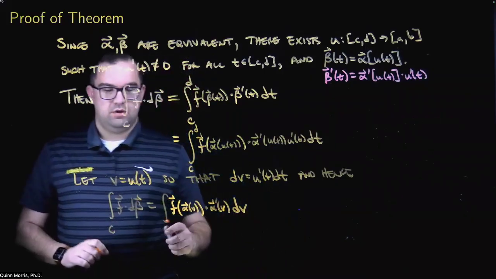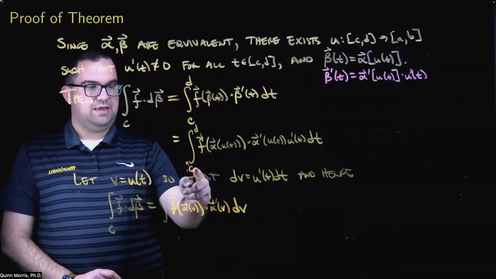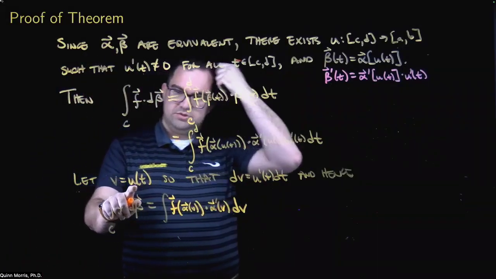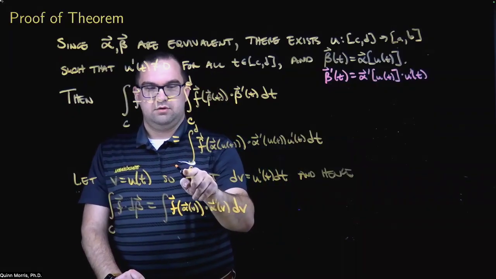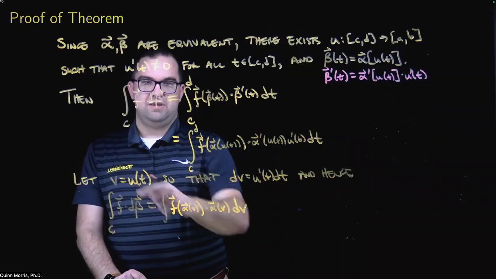Okay. Now, let's be a little bit careful here. So here, the endpoints were c and d. Now, I'm changing variables so that my new variable v is u of t. So this lower limit of integration, now we're switching from t is equal to c. Now v should be u of c.